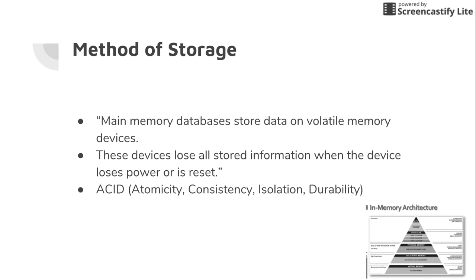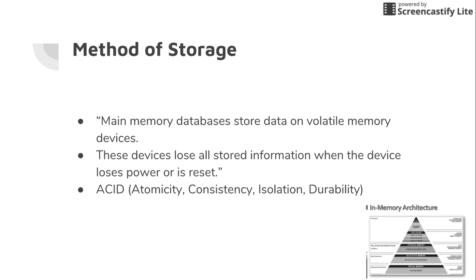So what does this mean? This means that the memory is going to be there when the power is on, but when the power is turned off or reset, you lose the memory. While this may seem counterintuitive, why would you want to lose the memory when the power is turned off? We have a way to rate databases, and it's through a system called ACID. We want databases to have atomicity, consistency, isolation, and durability.